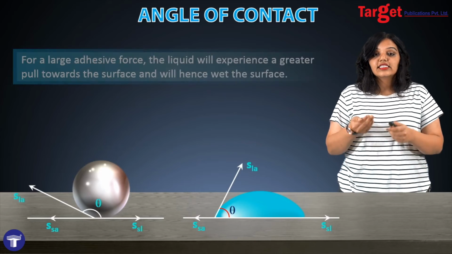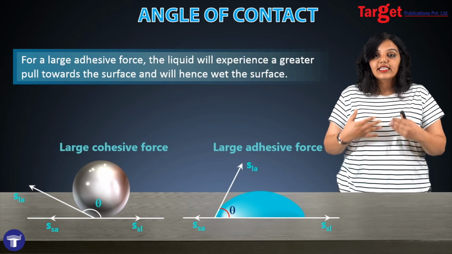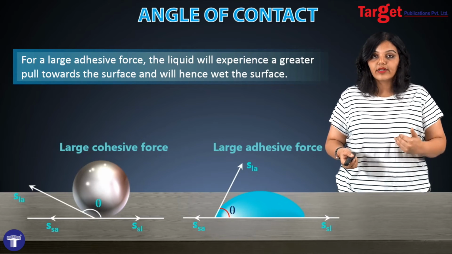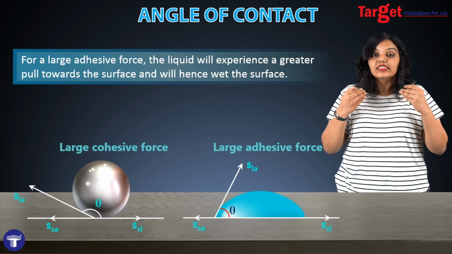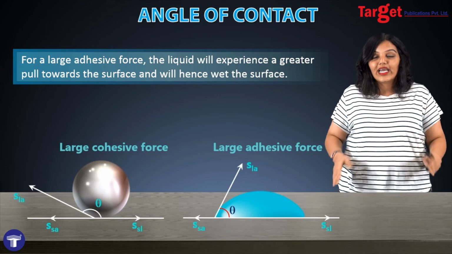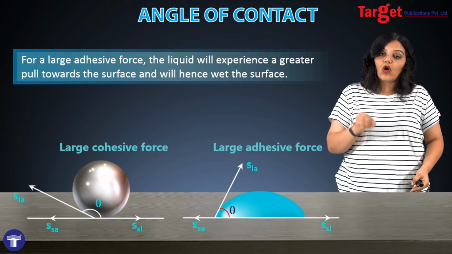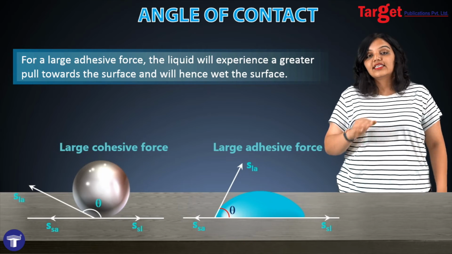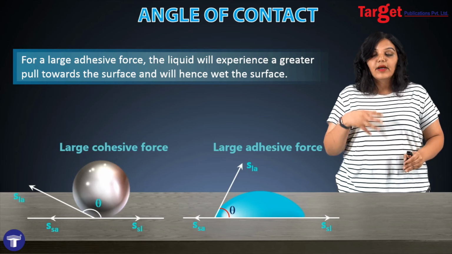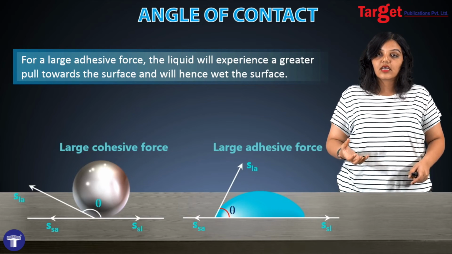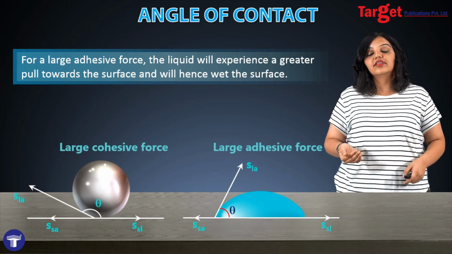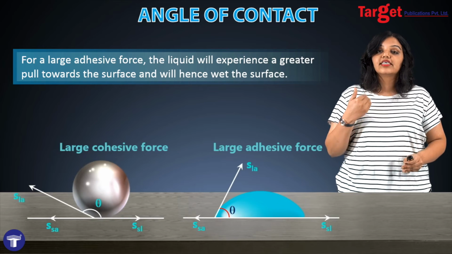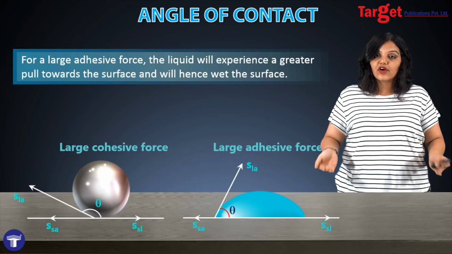And then it's obvious that if there is a large adhesive force, then the liquid will experience a greater force pulling it towards the surface as compared to its own molecules, and hence the liquid will stick to the surface, and this is known as wetting the surface. And therefore we say that water wets the surface because of large adhesive forces. Note that it is not that cohesive forces are not present, but in this case the adhesive forces dominate. On the other hand, mercury experiences a large cohesive force because of which the molecules stick to each other more than they stick to the surface, and hence it does not wet the surface.